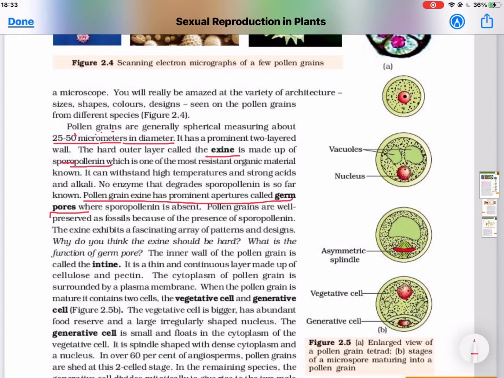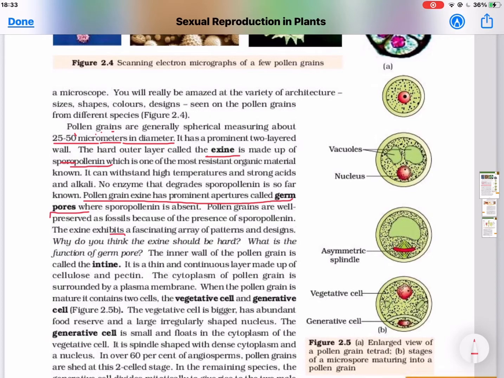The exine exhibits a fascinating array of patterns and designs. Why do you think the exine should be hard? Because it has the toughest substance known as sporopollenin which is present in it. What is the function of germ pore? Where sporopollenin is not present, that part is known as germ pore.